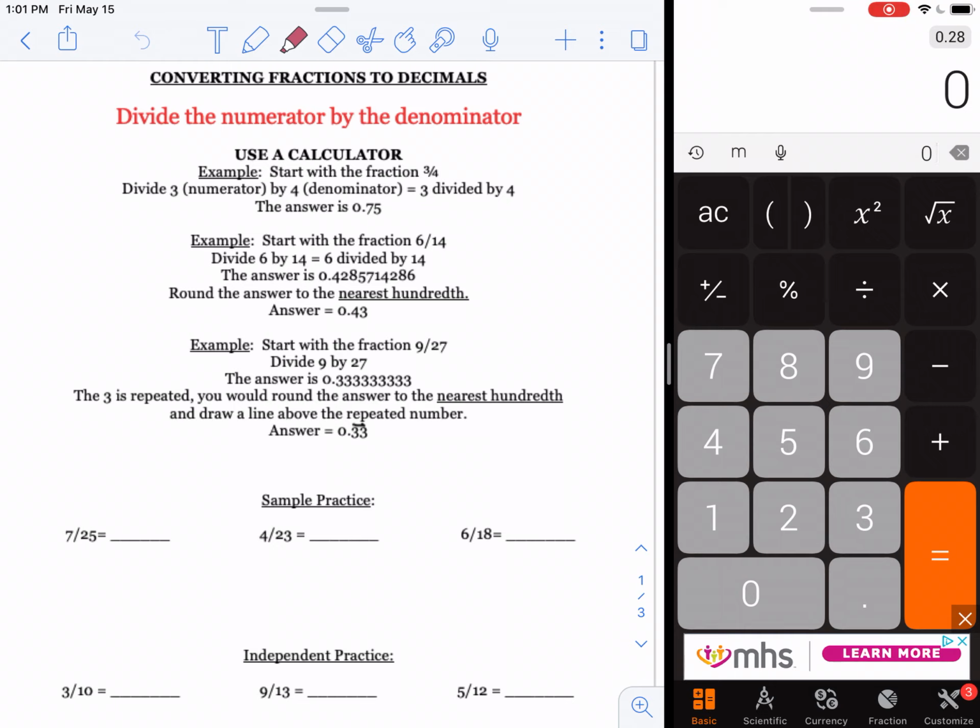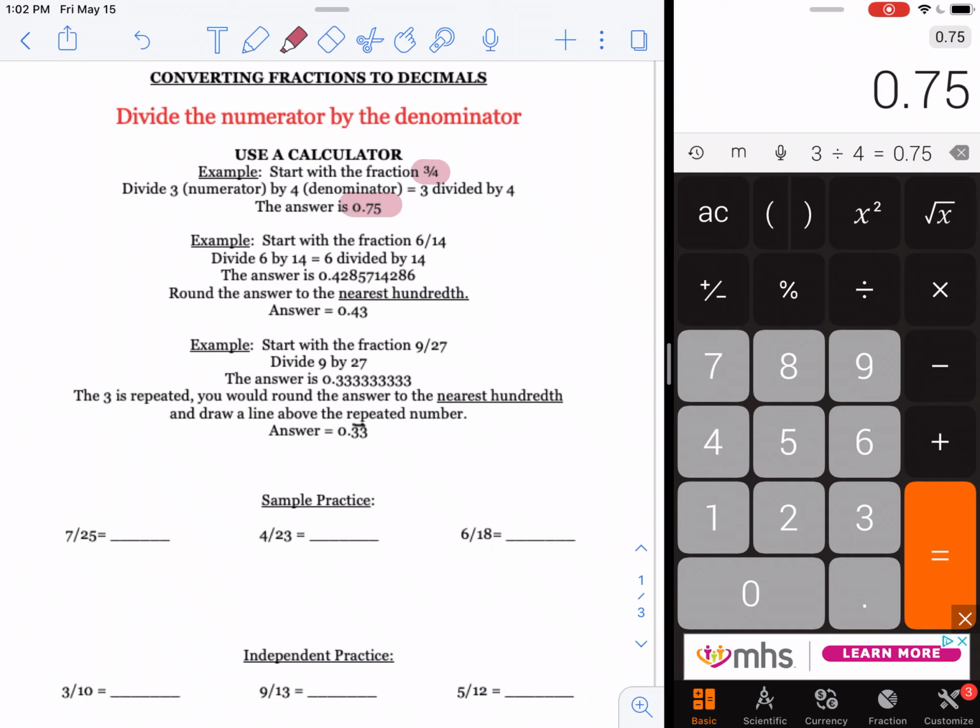The first one is, let's just start with the fraction 3/4. All we're going to do to turn any fraction into a decimal is to take the numerator and divide it by the denominator. So in this case, if we're starting with 3/4, I'm going to do 3 divided by 4. And that equals 0.75 or 75 hundredths. So if it goes in evenly, that's just going to be my answer.